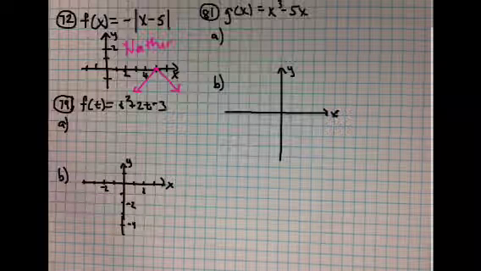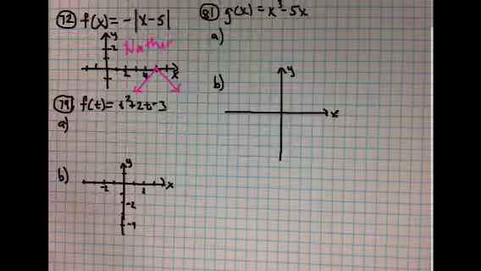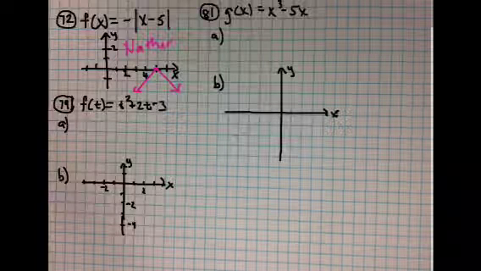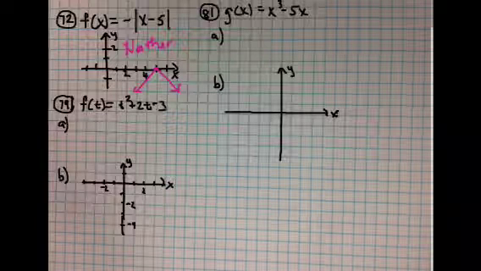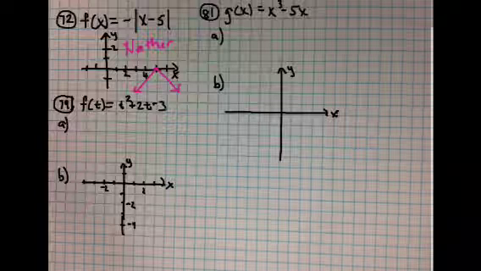For numbers 79 through 85, they want you to show algebraically whether a function is even, odd, or neither, and graphically. Okay, those are the two parts I wanted you to work on tonight. Okay, you could skip part C for now.